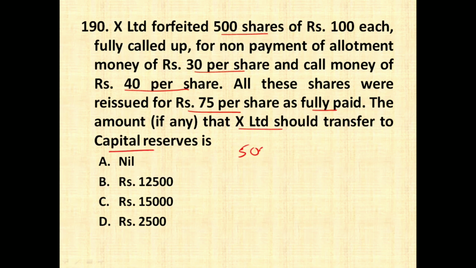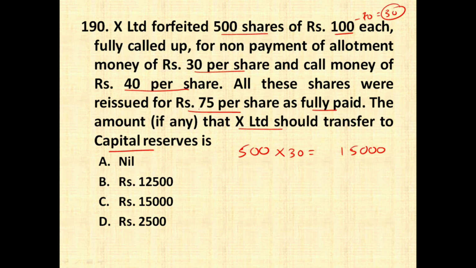So the company has 500 shares which it has forfeited, and it has already collected out of 100. 40 and 30 are still not collected, so 40 plus 30 is 70. Out of 100, 70 is not collected. It means that 30 rupees you have already collected. So 500 into 30, 15,000 rupees you have already collected.